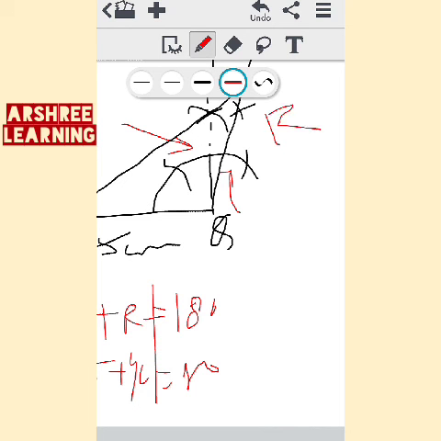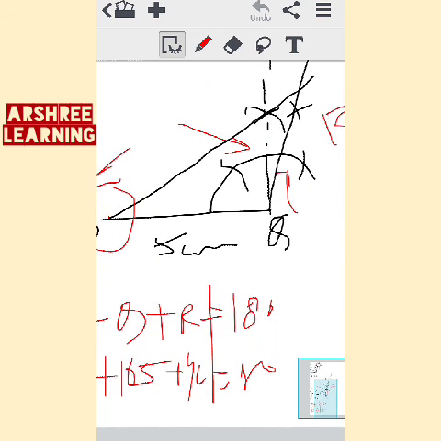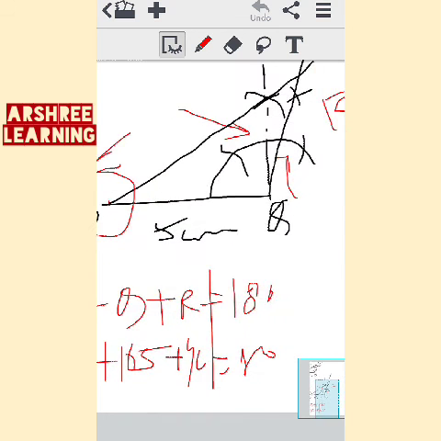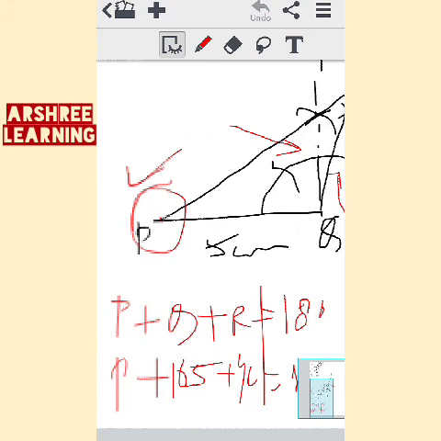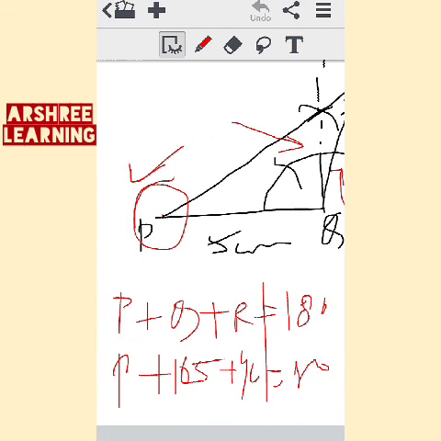It will come 40. So we will use the property of sum of three angles of triangle. Sum of three angles of triangle is equal to 180 degree. With that we will find angle P, because angle R cannot be made. So first we can make angle P because it is at the base. So find the sum of angles, find angle P, and then complete the figure. The triangle will be made.